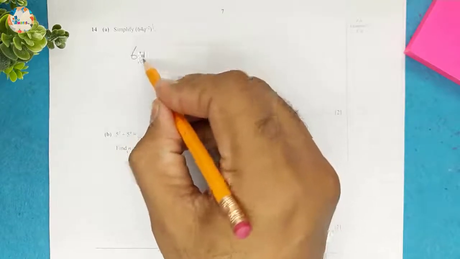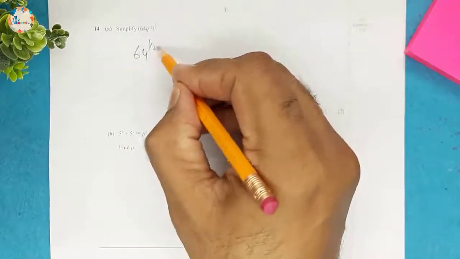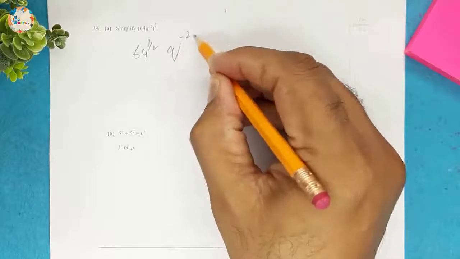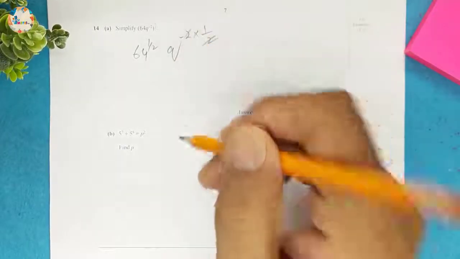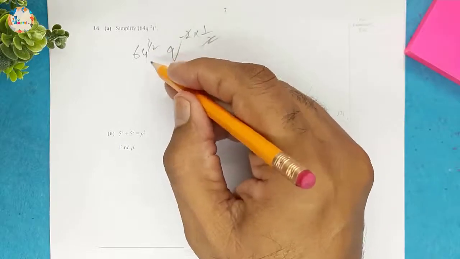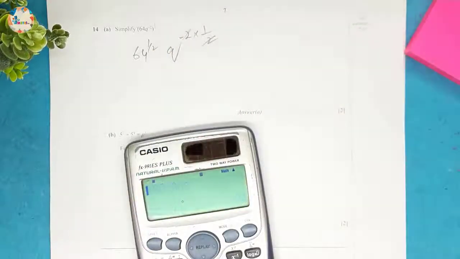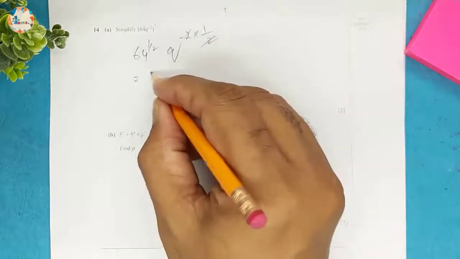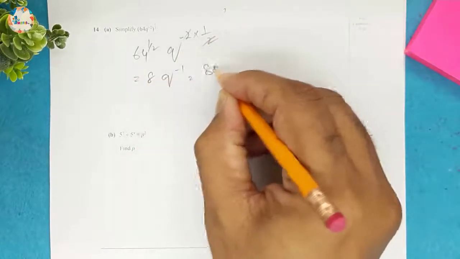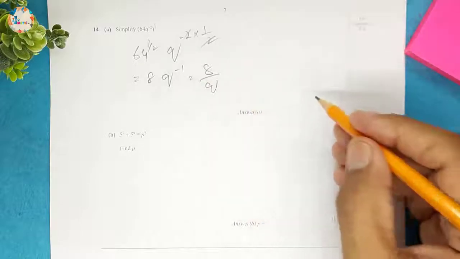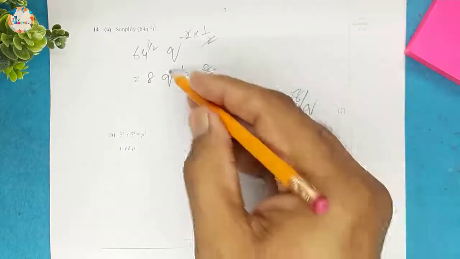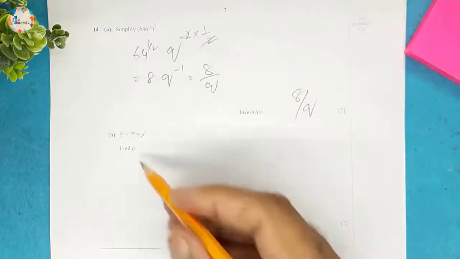We have to simplify the indices question. So 64 raised to the power 1 by 2, and q raised to minus 2 into 1 by 2. This will be cancelled, so minus 1 remaining for this one. And 64 raised to the power 1 over 2 will be equal to 8. So we can write 8q raised to minus 1, or 8 over q. This will be our answer, 8 over q, or this one. Both are correct.